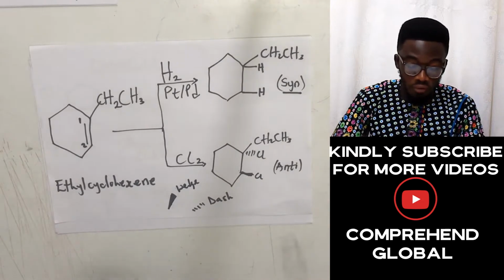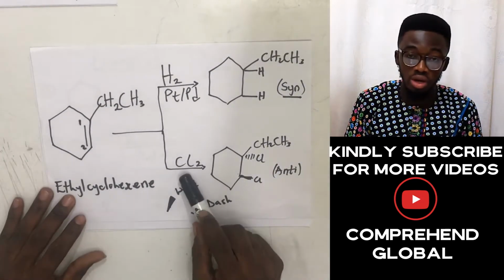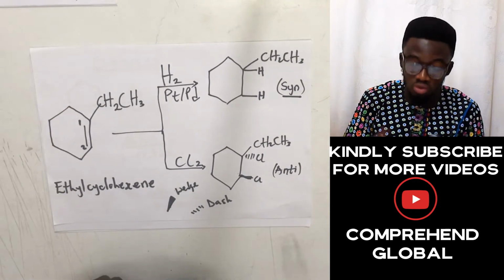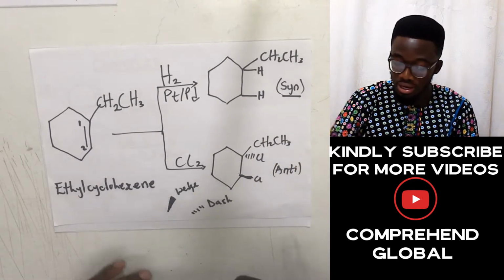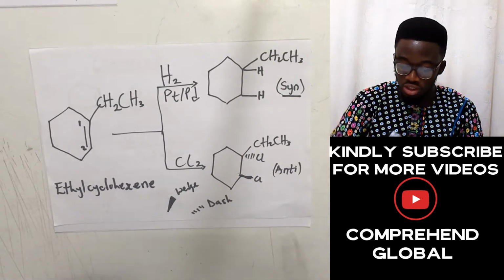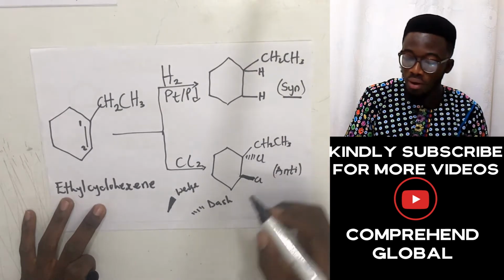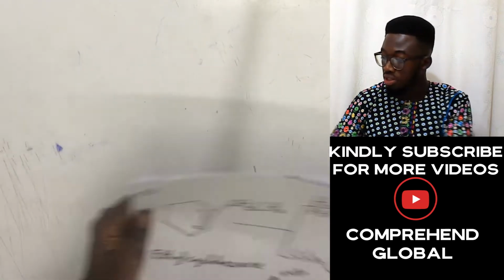Over here, for the addition of chlorine, we have Cl2 reacting with our compound. You can see that 2 chlorines will be added, one on this side and the other on this side, but they are anti. In other words, they are not on the same side; it is an anti addition. We are going to add 1 chlorine as a dash and the other as a wedge. Now, let's begin with our examples.